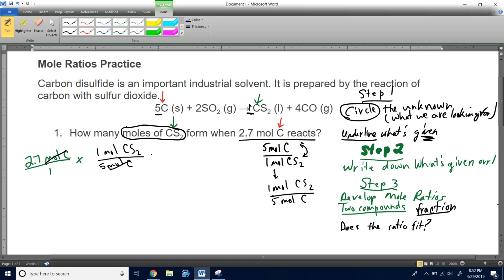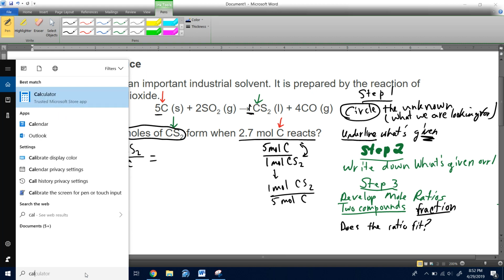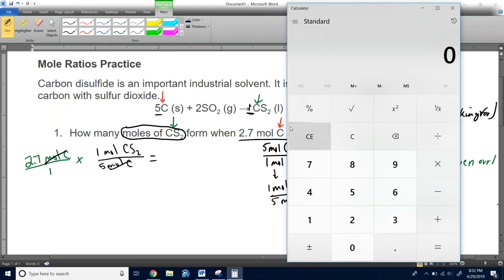Okay, then the next thing that we do is we calculate. There's two ways you can do it. You can either do it by hand or type it in your calculator. So what I would do is just simply use a calculator. Okay, so we get 2.7 divided by 5. Remember it's 2.7 because we have this 2.7 in the numerator, and we have this 5 in the denominator.